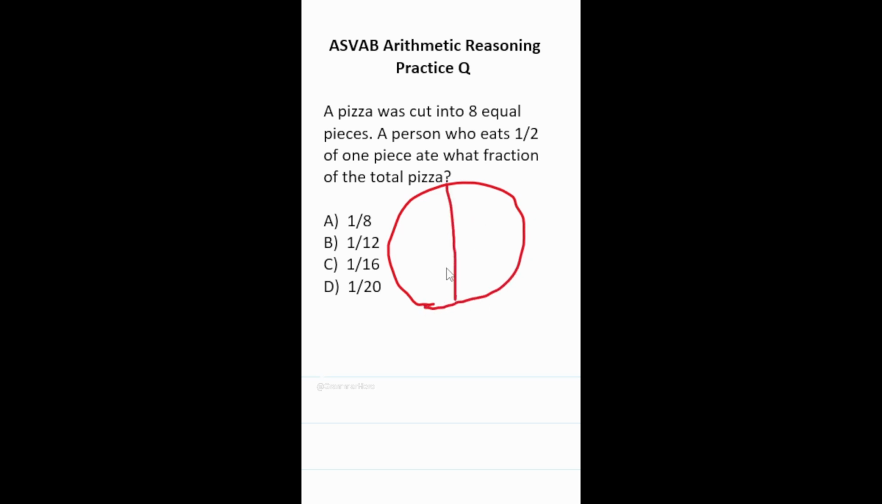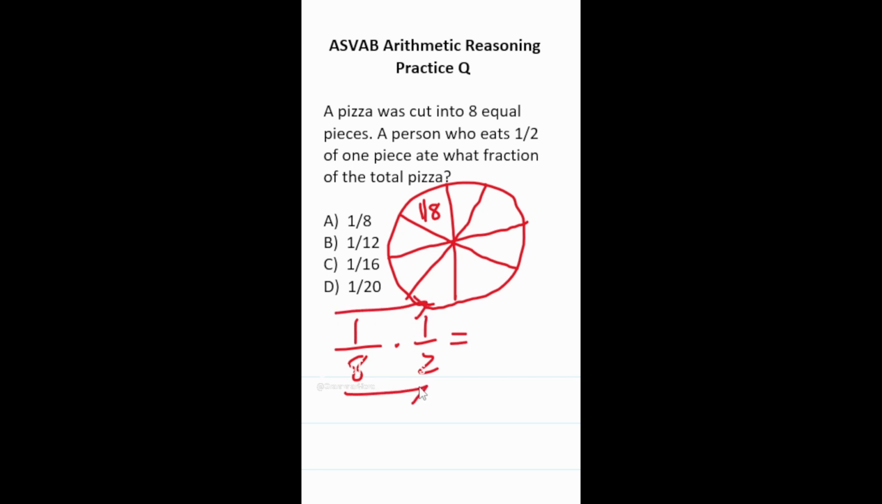Again, this pizza is cut into 8 equal pieces. So that means each slice represents 1/8 of the total pizza. How do you figure out what 1/2 of 1/8 is? If you eat half a slice, you just take 1/8 and you multiply it by 1/2. Okay, you're just multiplying fractions here, so you can multiply straight across. 1 times 1 is 1. 8 times 2 is 16. So if you eat 1/2 of one slice, that's 1/16 of the total pizza.